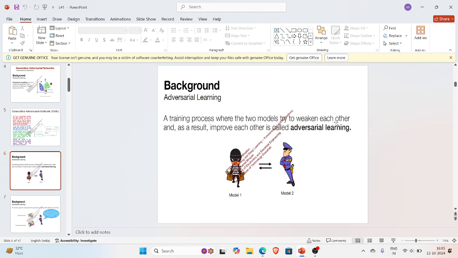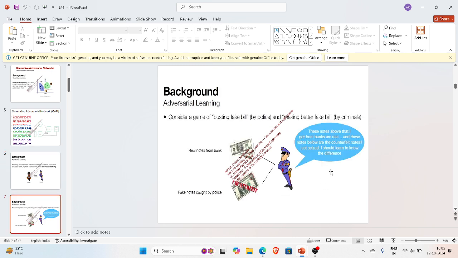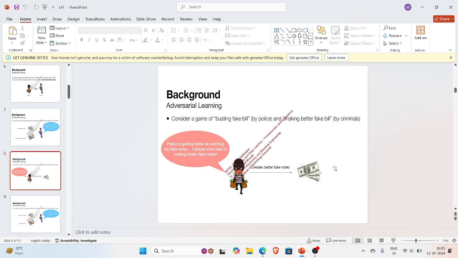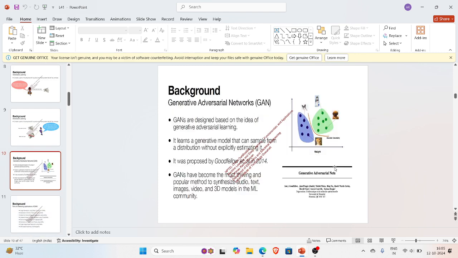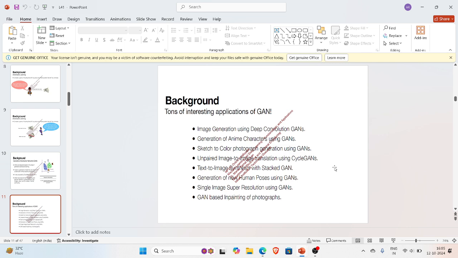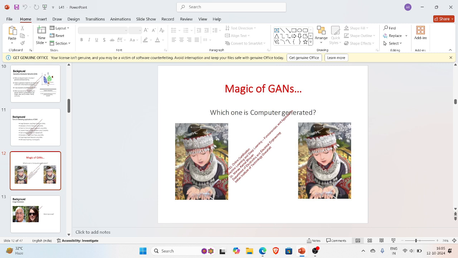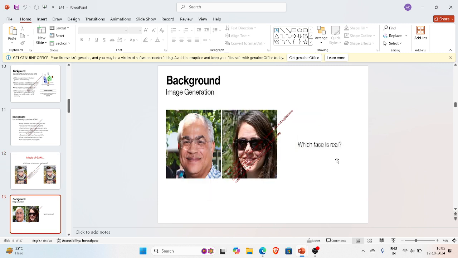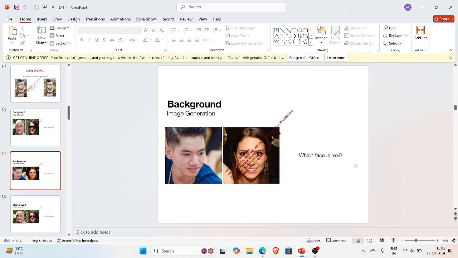As you can see, this is model 1, model 2. They are in a game, they are fighting each other. Some examples. The work of the discriminator is to decide whether the image is generated or real. Let me explain better.